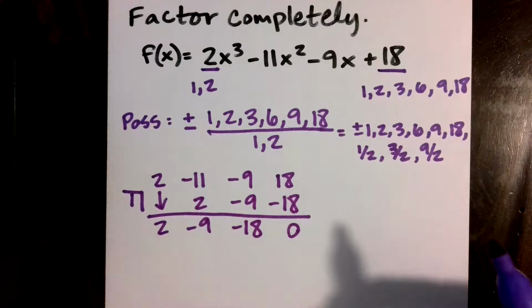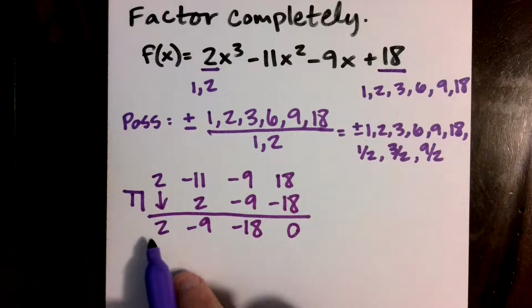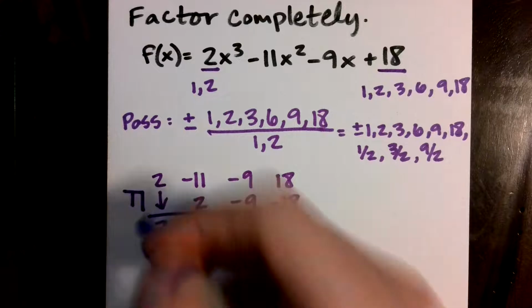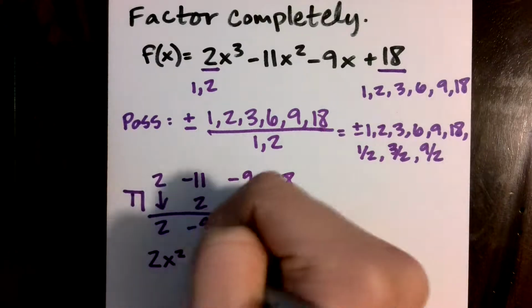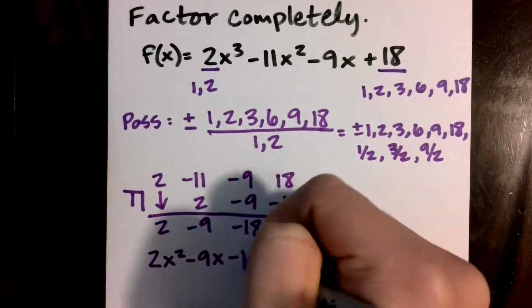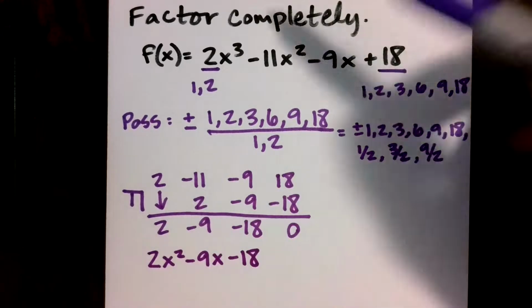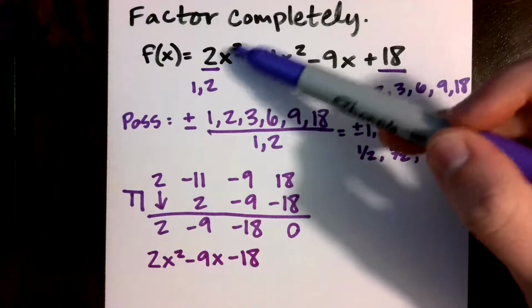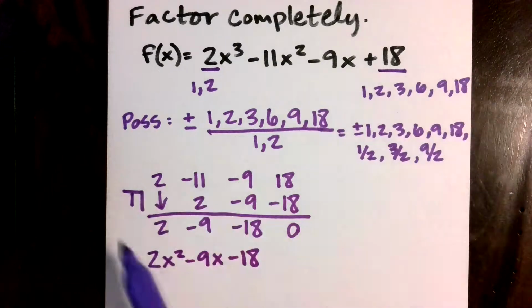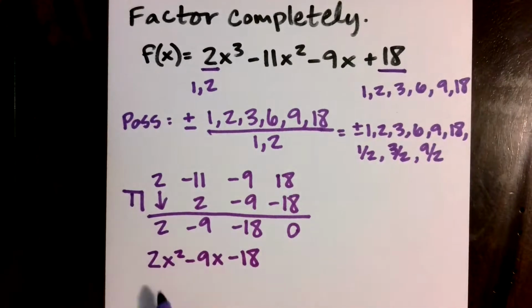So it's a beautiful day in the neighborhood, and that means that we're left with 2x squared minus 9x minus 18. So the beautiful part of having a third degree polynomial is that I just needed to find one x-intercept, because once I found one, I don't have to use synthetic division anymore because I have a quadratic. So from here, I could use the quadratic formula, or I could factor. I'm going to go ahead and see if we can factor this.